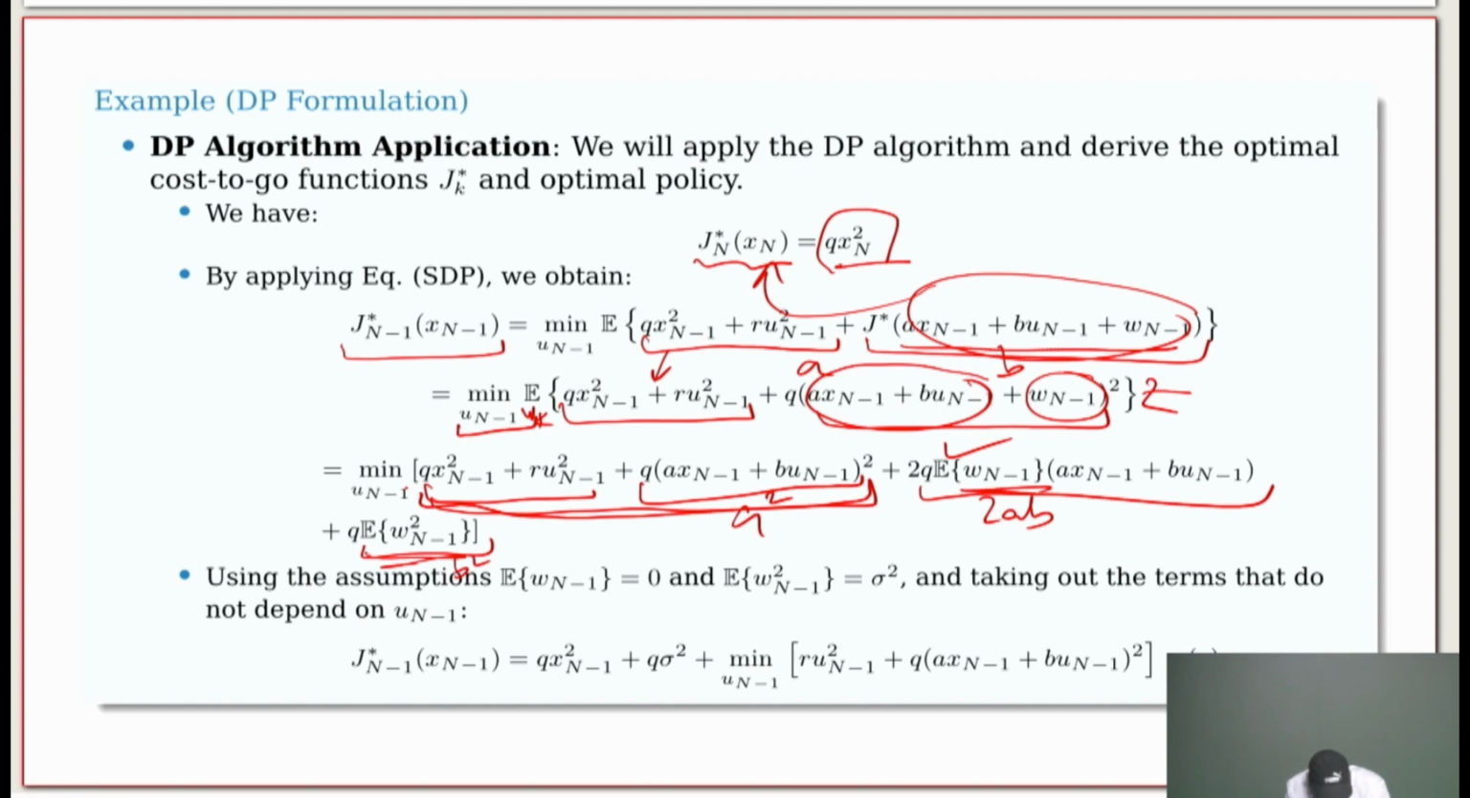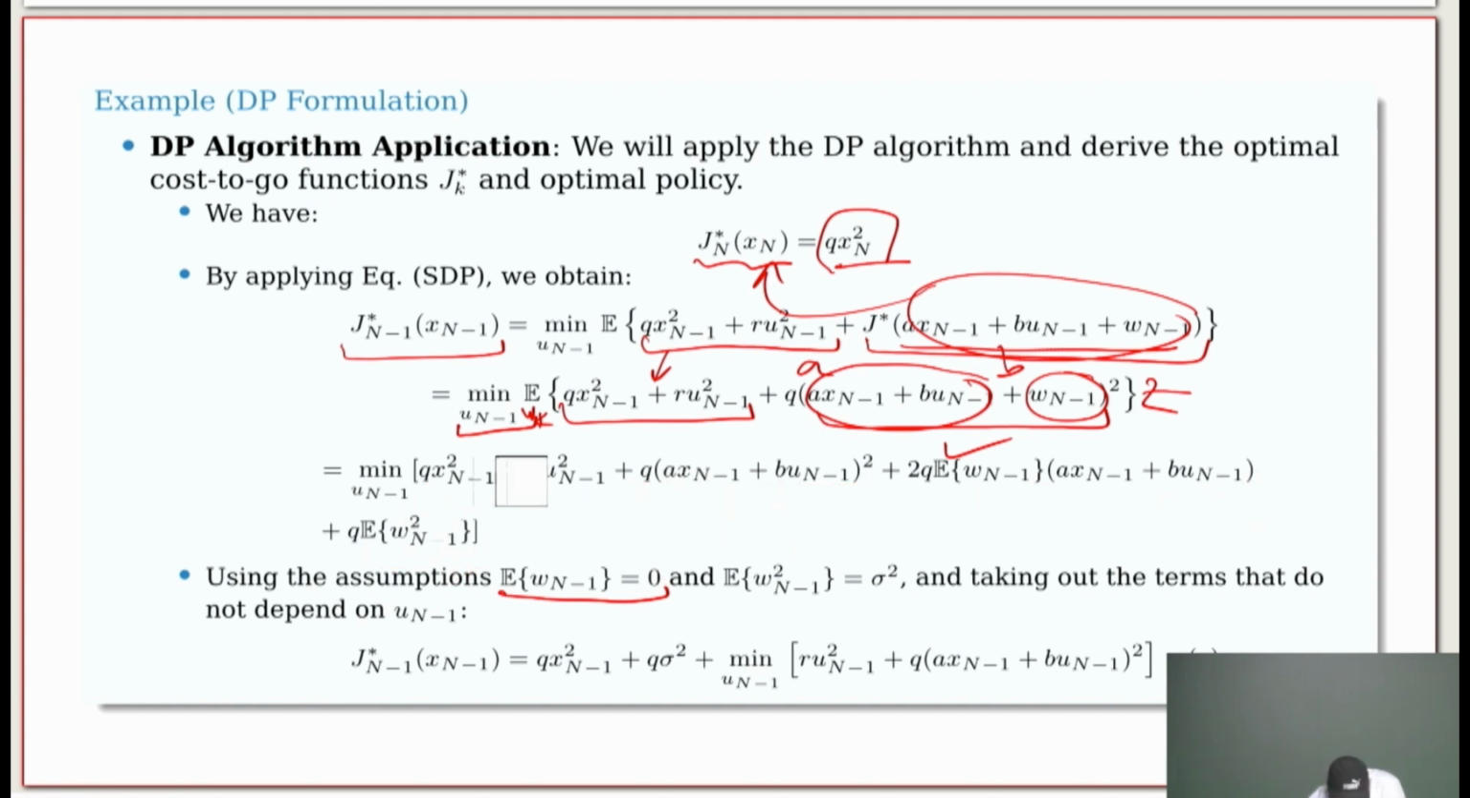Now, according to our assumption, w is a random variable with zero mean and variance sigma squared. For zero mean, the expectation of w_{n-1} will be 0, so we are going to use that here. Because of this, this whole term will be 0, so the whole term goes away. Now the variance is sigma squared, right? So hence this term is sigma squared.